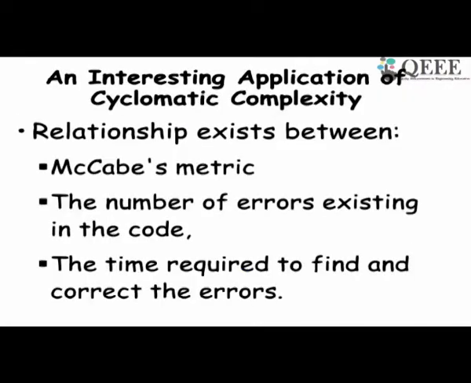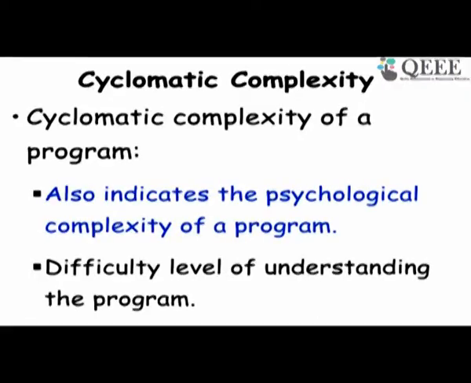So as we were saying, McCabe's metric is an indication of reliability, the time required for testing, etc. Not only that, it is a measure of how difficult the program is to understand. So cyclomatic complexity is a measure of the comprehensibility of a code. How easy it is to understand the program, we can get that by the cyclomatic complexity.